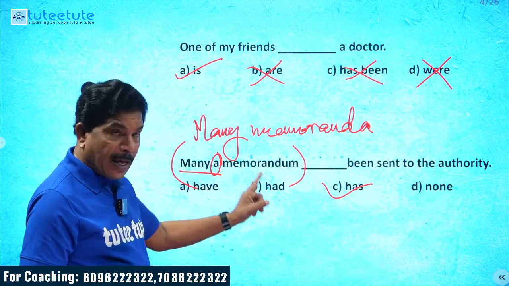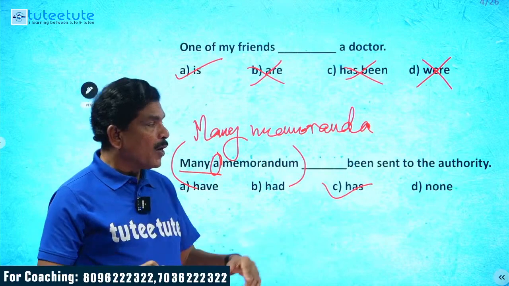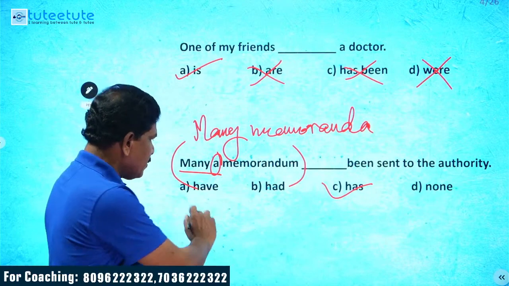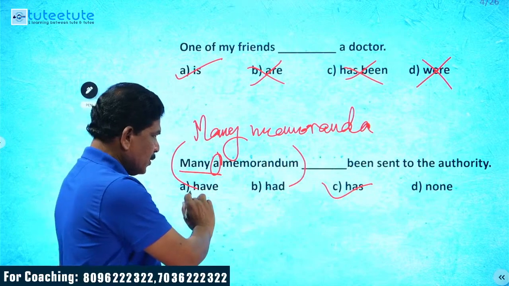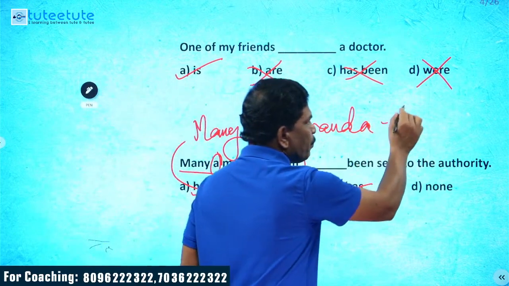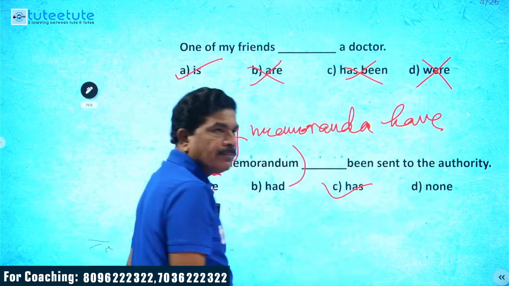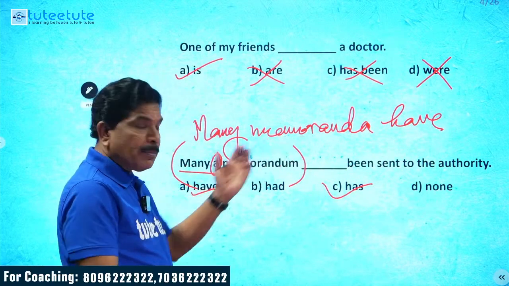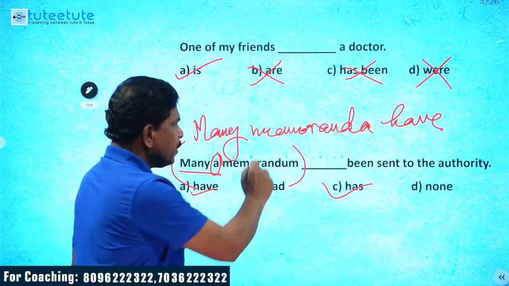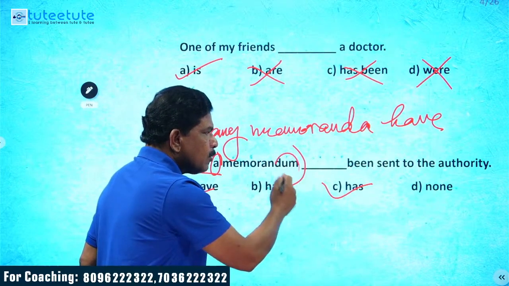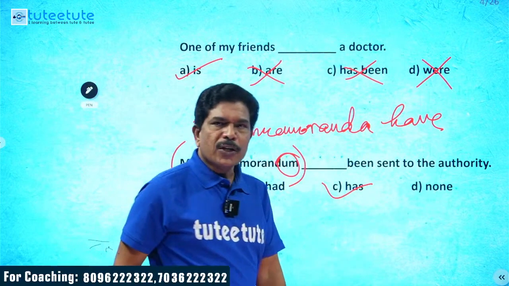You can say the same sentence as: many memoranda have been sent to the authority, then it is have. But many memoranda can be changed into this structure: many a memorandum, then memorandum is singular, therefore has been sent to the authority.